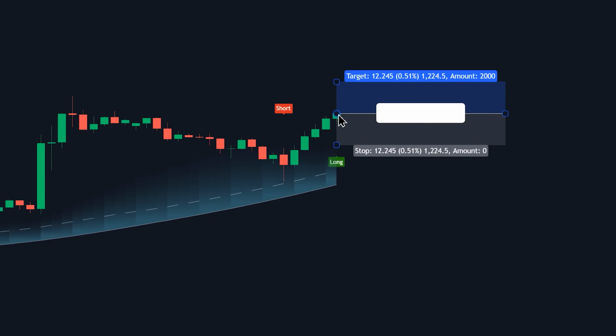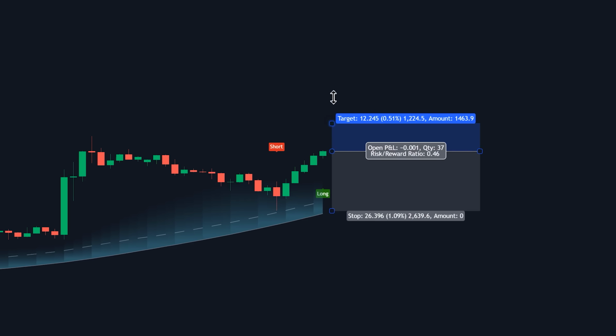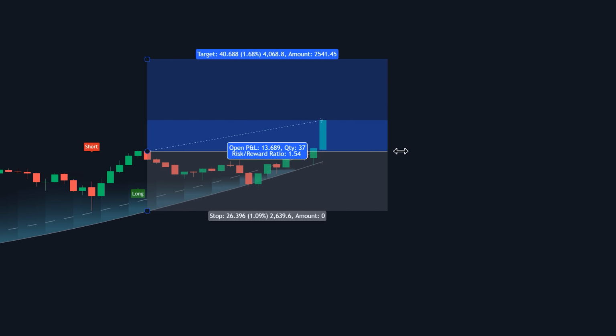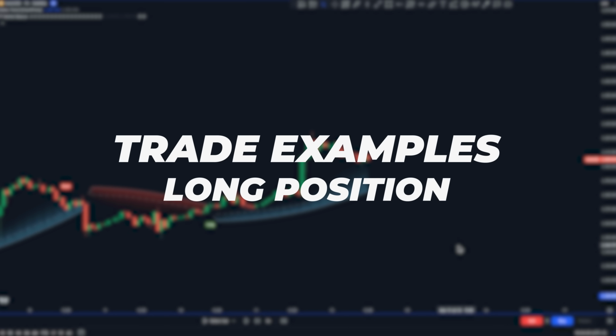You wanna put the stop loss right under the most recent swing low, target a 1 to 1.5 risk-reward ratio, letting the trade run, and as you can see, it was profitable. Here is another long position.